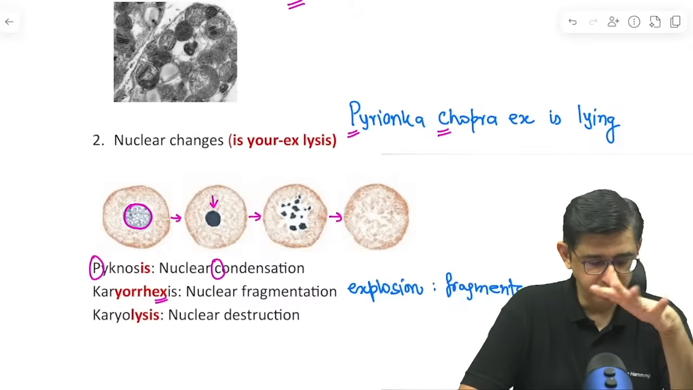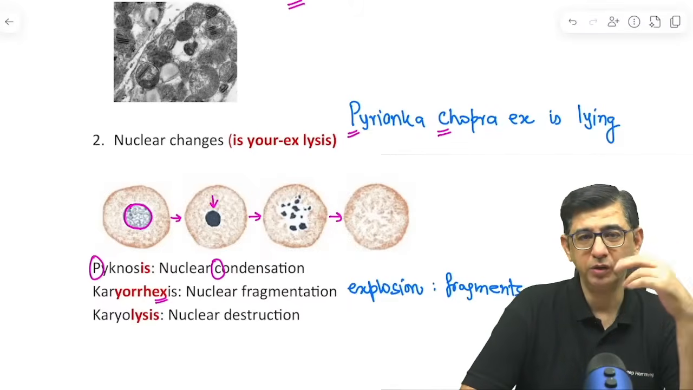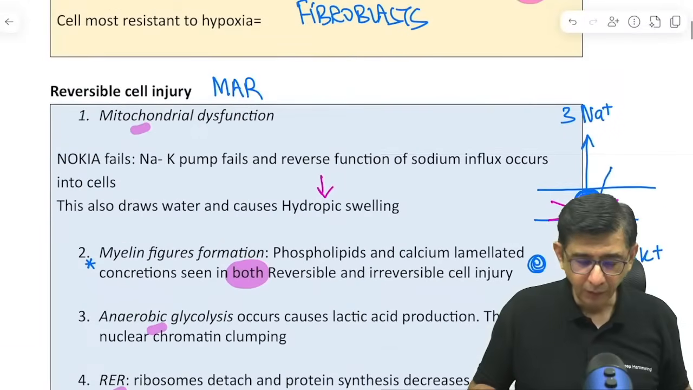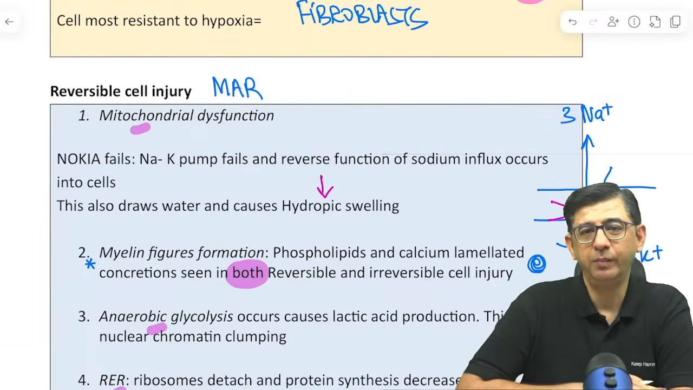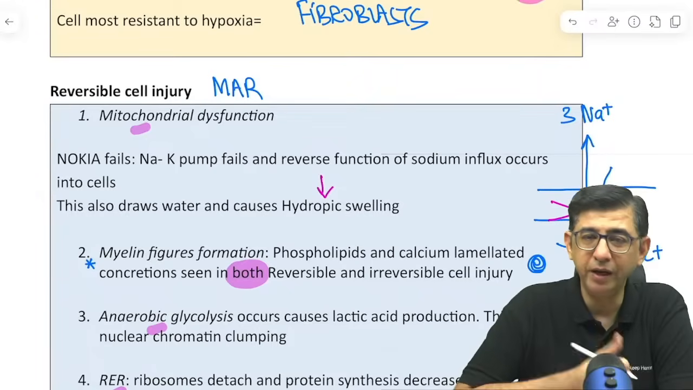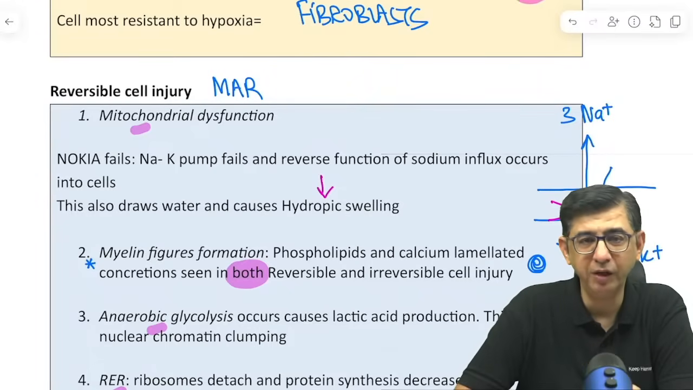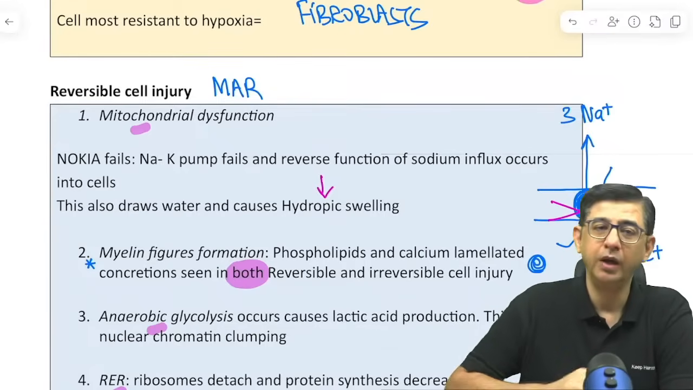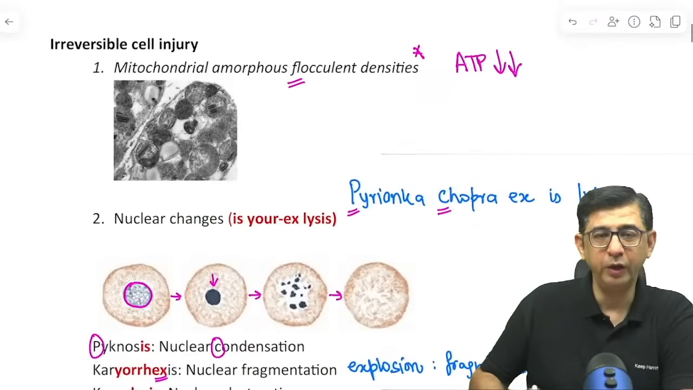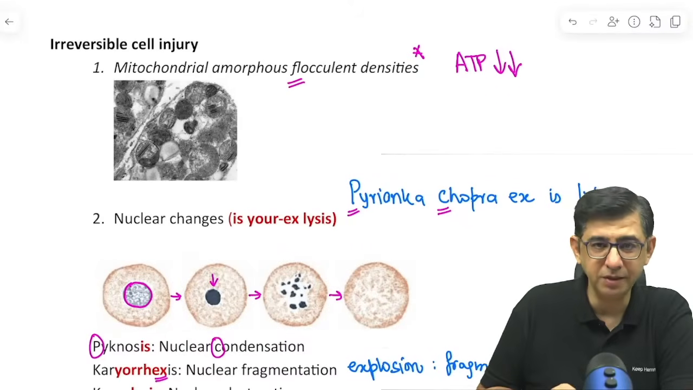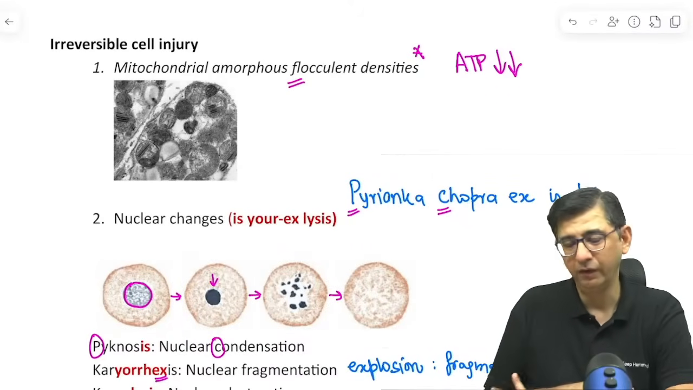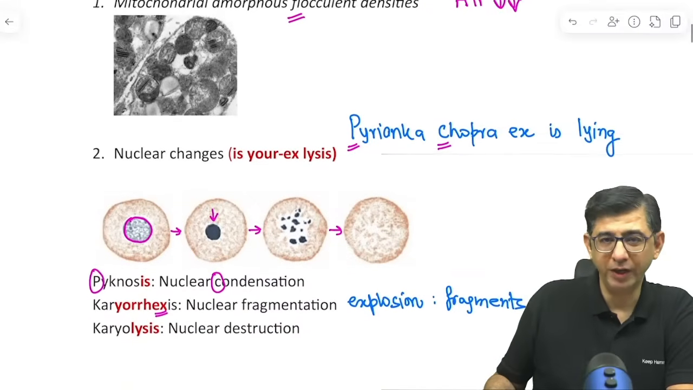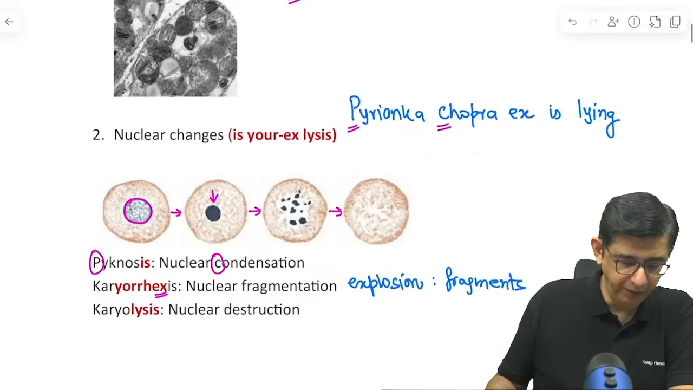So at this moment, you just need to remember the basic points of the movement so that you can get the pointers right. So let's do a quick summary for this. For reversible cell injury, it is that mitochondrial dysfunction. Then is myelin figures, दोनों में होते हैं, so that's not a discriminatory fact. Then would be hydropic swelling and damage to the rough endoplasmic reticulum. For the irreversible part, it is mitochondrial flocculent densities, amorphous densities, flocculent densities, whatever. And then is pyknosis, karyorrhexis, followed by karyolysis, that would be happening in the patient.